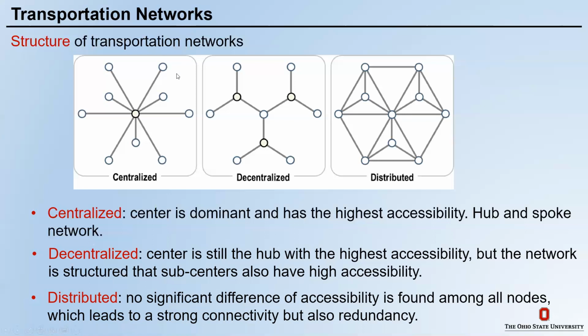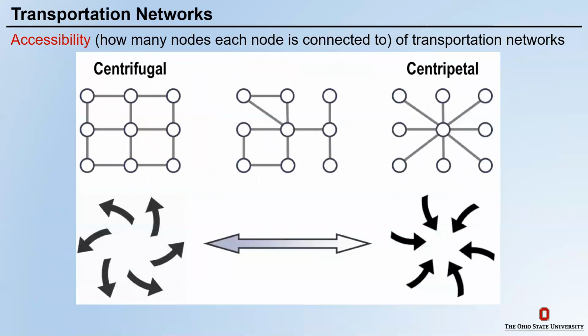So the structure of transportation networks, we have three types of them, okay? Centralized, decentralized, and distributed. They have their pros and cons, and you should know these pros and cons. We're not transportation network designers here, but in order to address transportation security, this basic knowledge should be known, okay? Structure. So next, let's talk about accessibility.